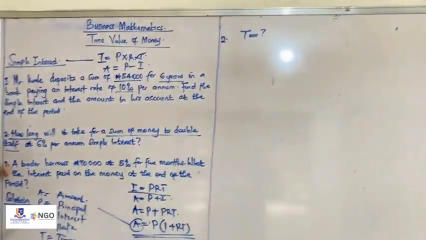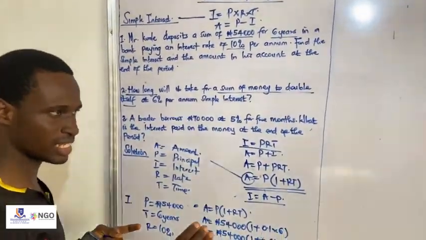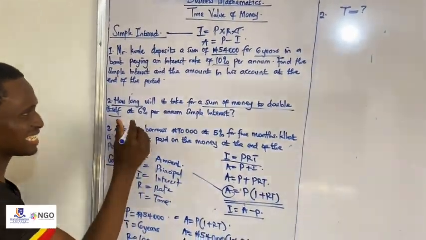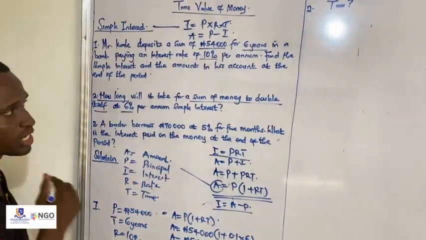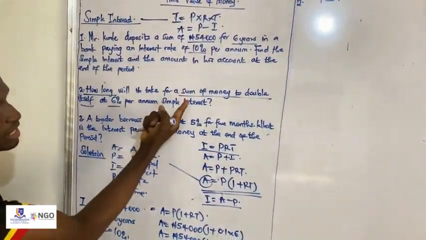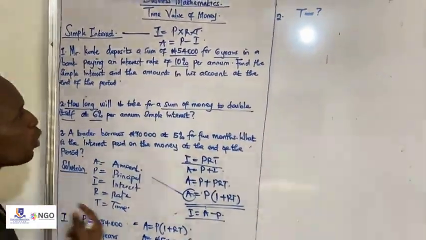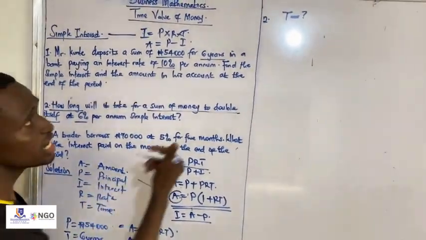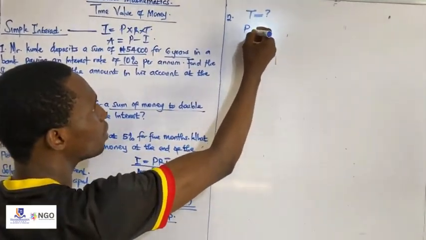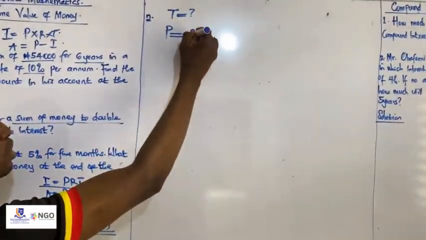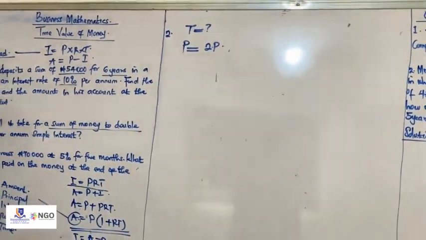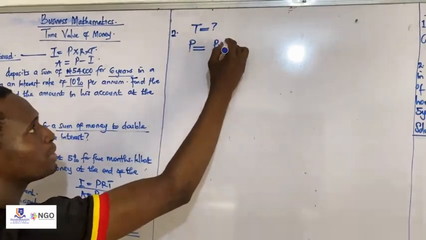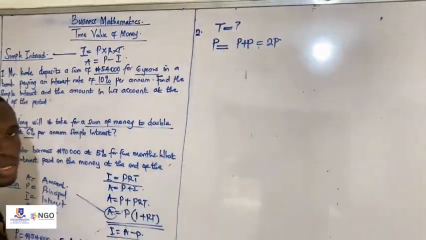How long? That is, how many years will it take if I want to invest a sum of money at an interest rate of 6%? But if you look at it, we were not given the principal, but we were told that a sum of money is to double itself. So it means that if our principal is to double itself, it's going to be 2 times. That's P plus P equals 2P.